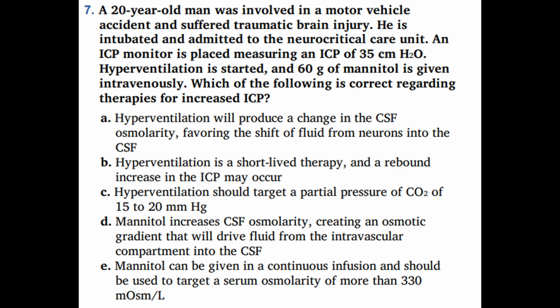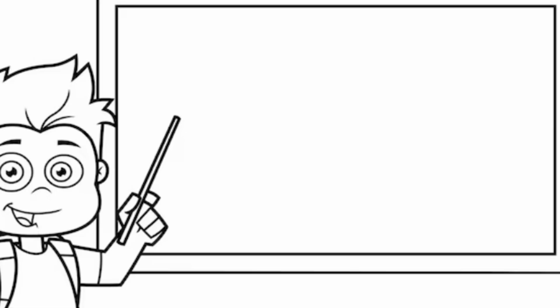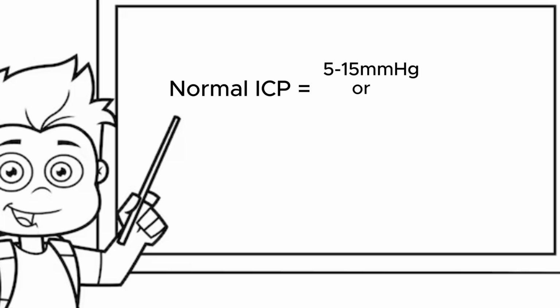What do you think? Now, right off the bat, if you've worked in a neurocritical care unit for at least 1 week, you would know that option B is the answer. Hyperventilation is a short-lived therapy and a rebound increase in ICP may occur. Let's break this down. First, normal intracranial pressure ranges from 5 to 15 millimeters of mercury, which is equal to 7.5 to 20 centimeters of water.